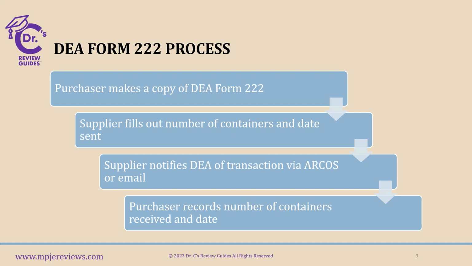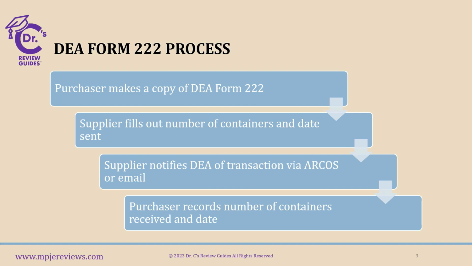When the supplier receives the form, they fill out the side of the form with the number of containers or bottles that they're sending and the date that they sent it on the original form, and they will electronically report that to the DEA through a system called ARCOS, which is the electronic reporting system that a lot of wholesalers and manufacturers use. When you, as the purchaser, receive the Schedule II controlled substances, you record on the copy that you made the number received and the date received.